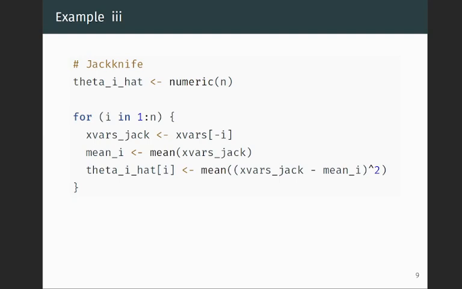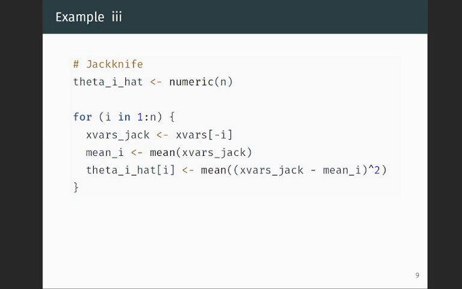So let's follow the definition. We'll create a vector called theta I hat, which will have length n, right? It has to have the same. We're recomputing the estimate by removing one observation at a time, so we'll need to store those n values somewhere, and we're creating that vector theta I hat. And then we're going through a for loop. So for I in 1 to n, the first thing we're doing is removing the ith observation, right? So x vars jack is x vars minus I, so it's a vector of length n minus 1.